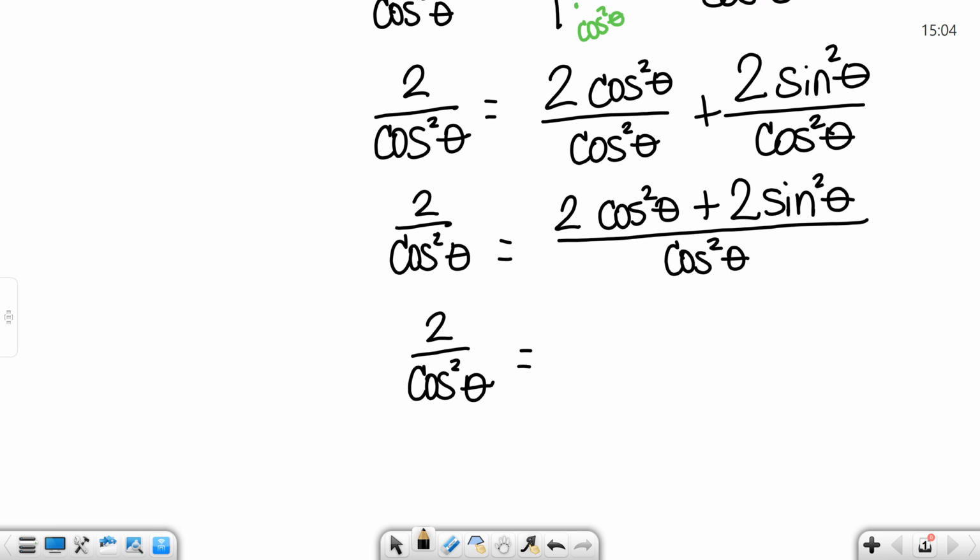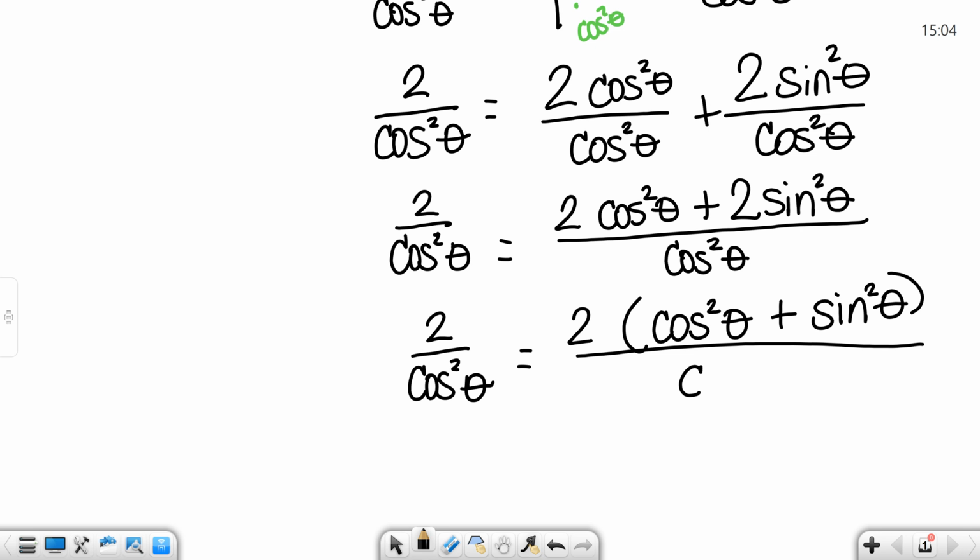Now in my numerator, I notice that I've got 2 cosine squared theta plus 2 sine squared theta. That 2 is in my way, so let's factor out the 2. And the reason we want to factor out that 2 is, in the back of my mind, or on a sheet of paper beside you maybe, you should see that that is the Pythagorean identity. Cosine squared theta plus sine squared theta is 1.